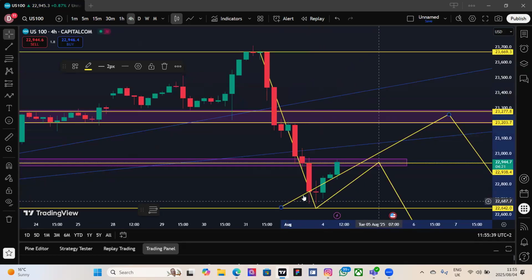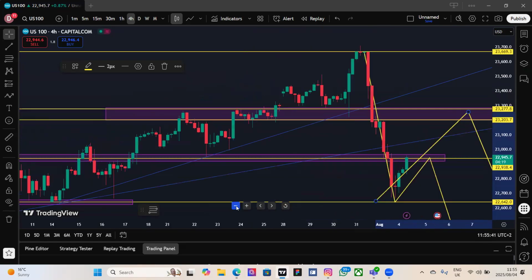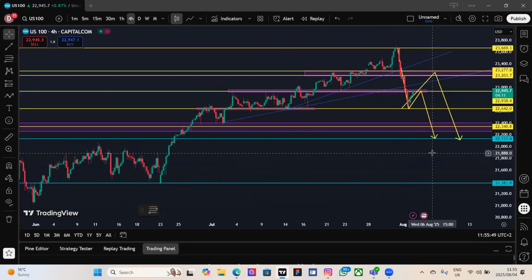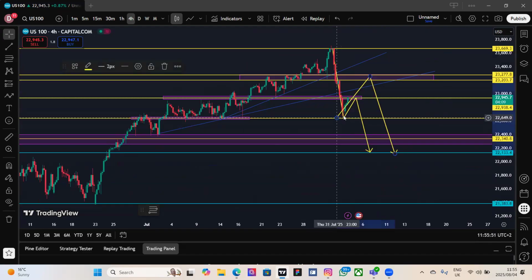sell positions, as we are confirming that we are fully within a bearish structure move.